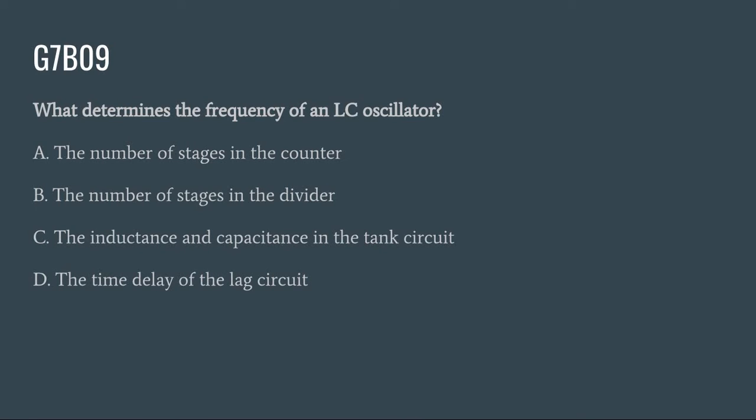G7B09, what determines the frequency of an LC oscillator? A, the number of stages in the counter. B, the number of stages in the divider. C, the inductance and capacitance in the tank circuit. Or D, the time delay of the lag circuit. Correct answer here is C, the inductance and capacitance in the tank circuit.